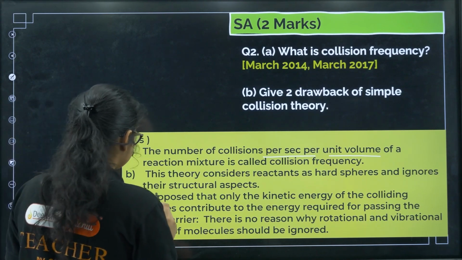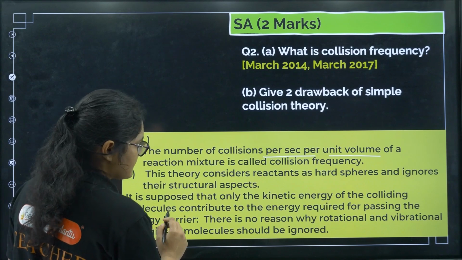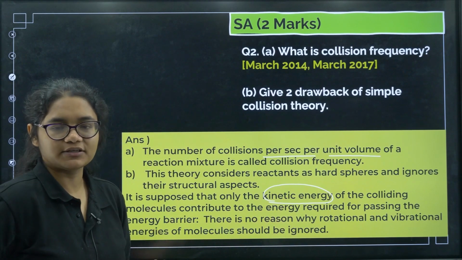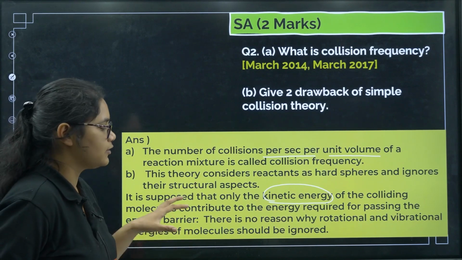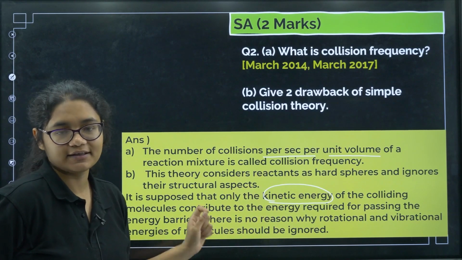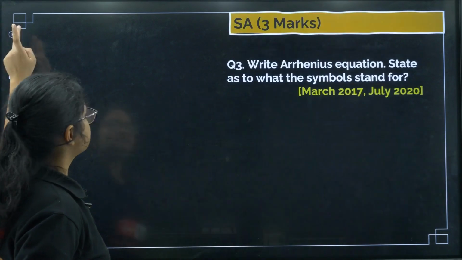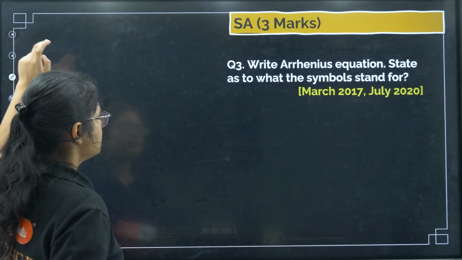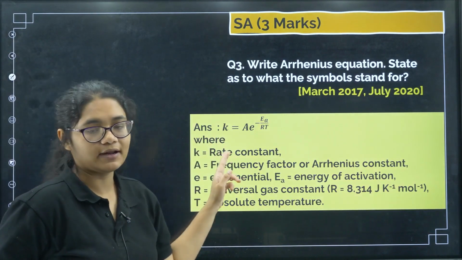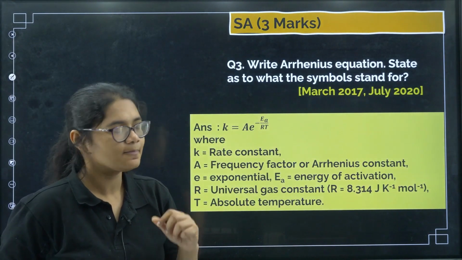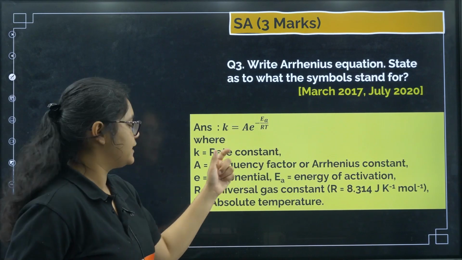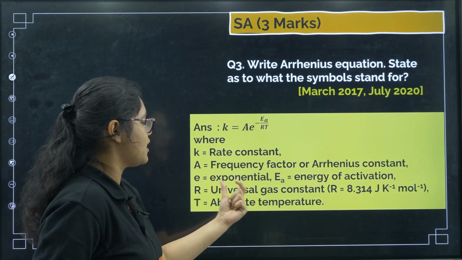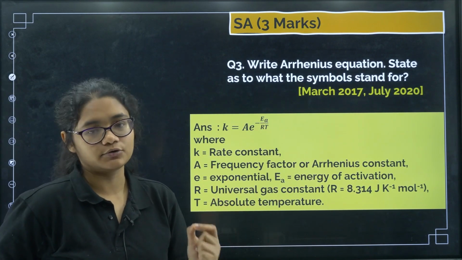Next one is that only the kinetic energy of the molecules is considered, not their rotational energy or vibrational energy. These energies are not considered, only the kinetic energy is considered. Next we have, write the Arrhenius equation and state what the different symbols stand for. So we have the Arrhenius equation, k equal to A into e to the power of minus Ea by RT, and here k is your rate constant, A is your frequency factor or Arrhenius factor, Ea is your activation energy, R is the gas constant and T is the absolute temperature.